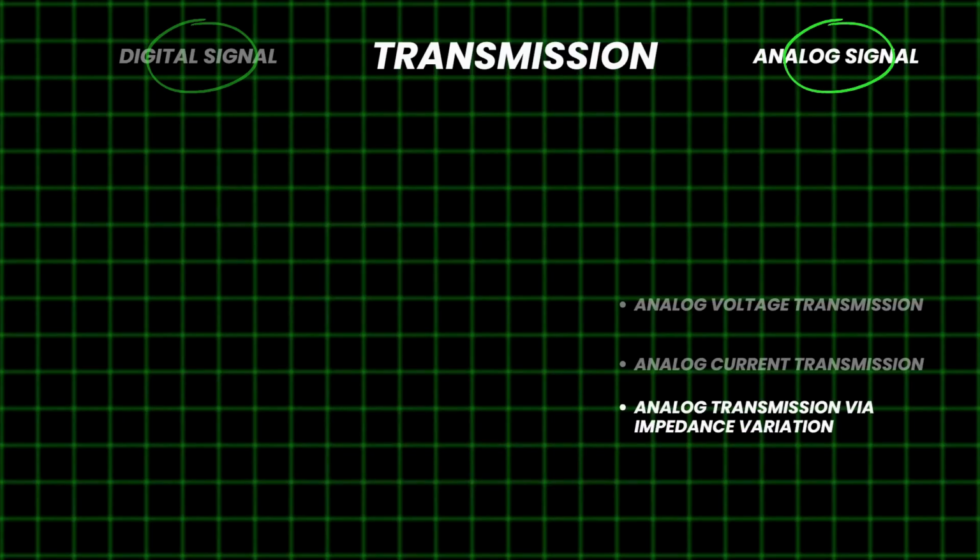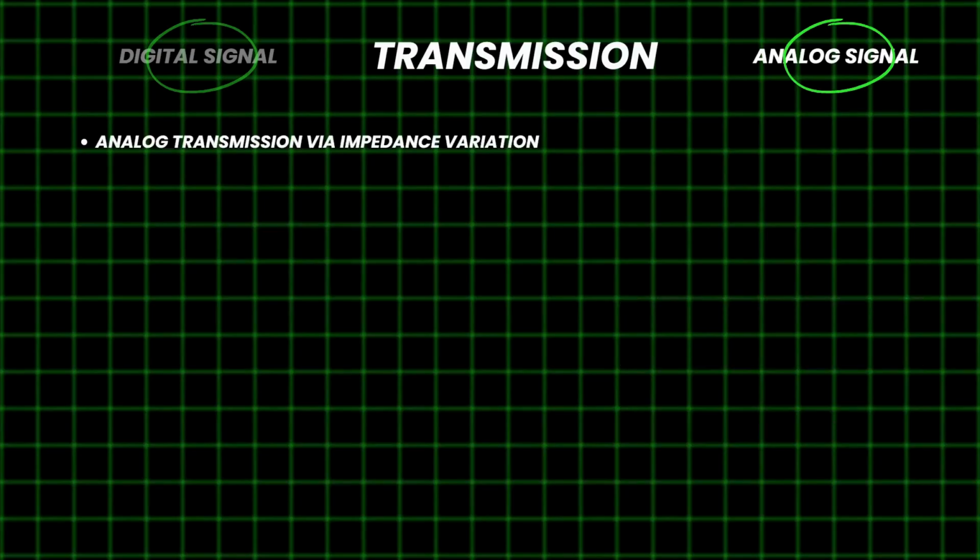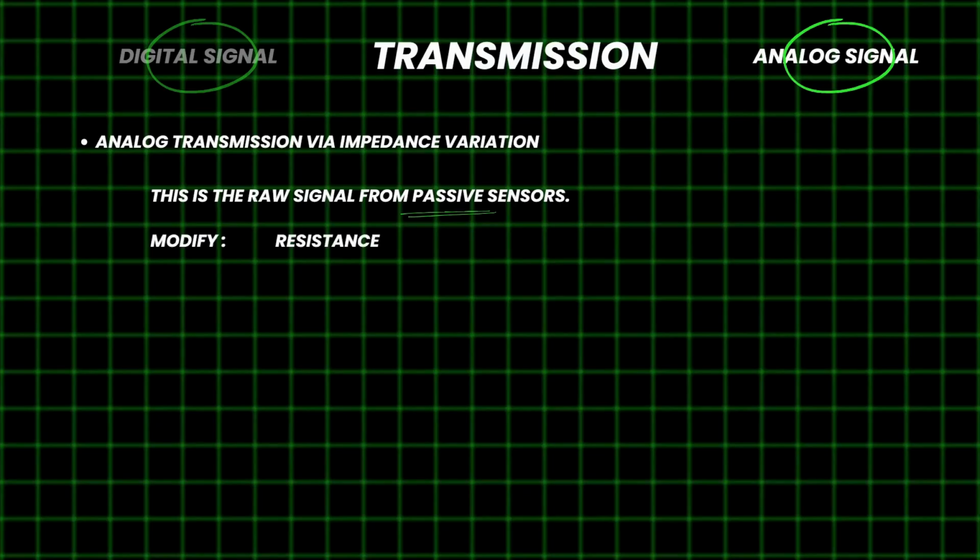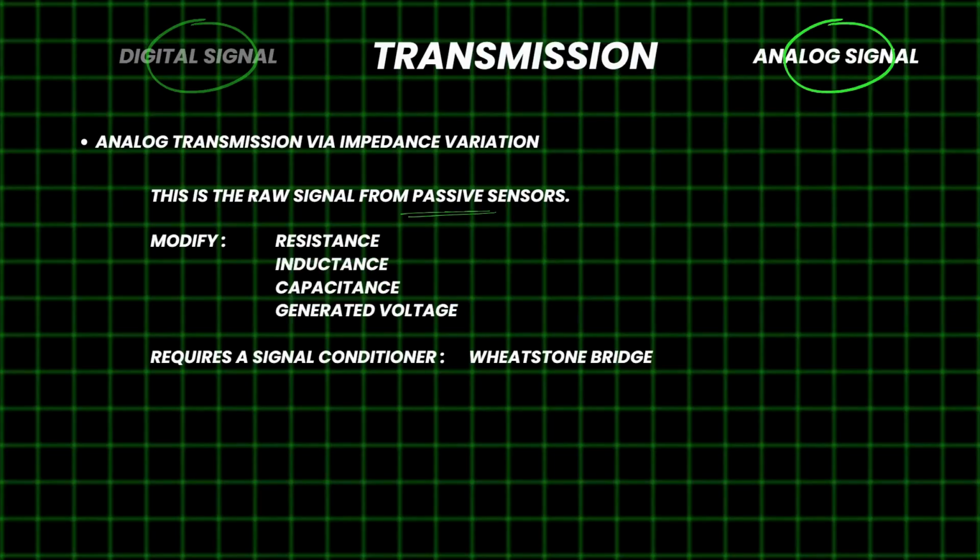And for the last one, analog transmission via impedance variation, this is the raw signal from passive sensors. Next I will explain the difference between passive and active sensors. They modify the resistance, the inductance, the capacitance, or generate voltage, and require a signal conditioner such as a Wheatstone bridge amplifier or an AC excitation for inductive sensors.